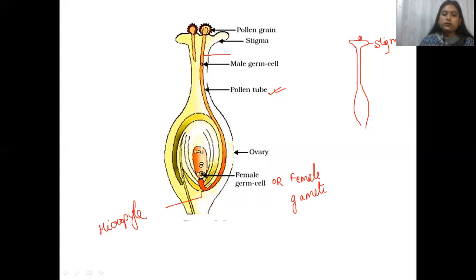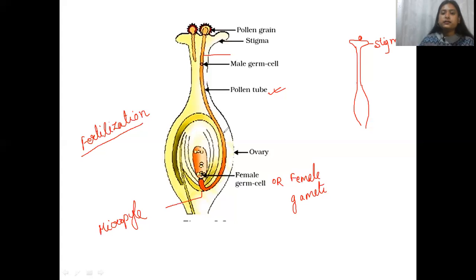This pollen tube will enter through the region known as the micropyle, and it will release its male gametes. One of the male gametes will fuse with this egg, and that process is termed fertilization. The process where the male gamete fuses with the egg is known as fertilization. And after the fusion of male and female gametes, the formation of the embryo takes place.